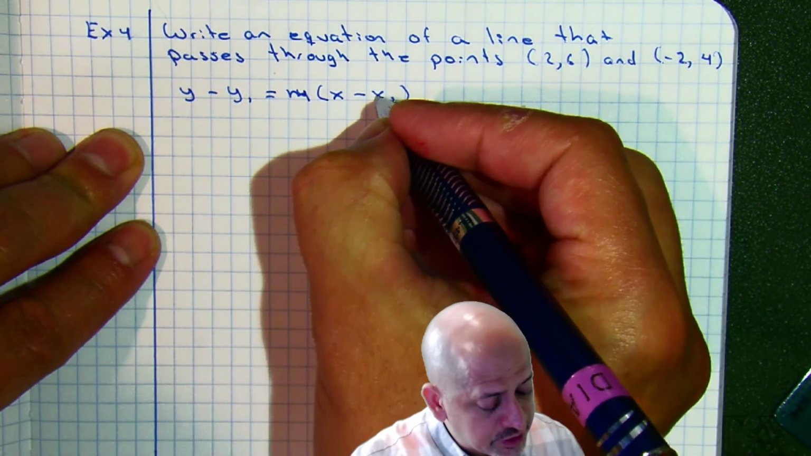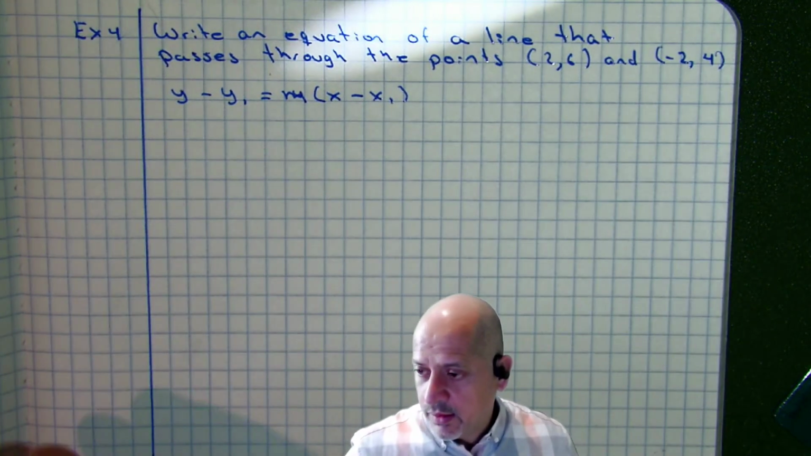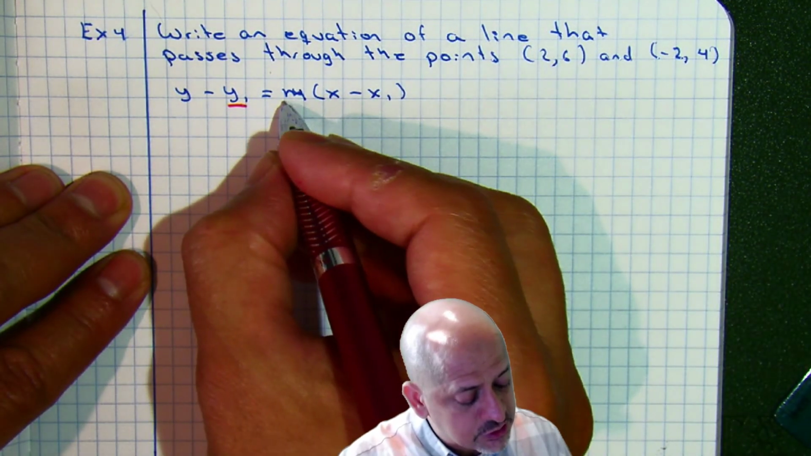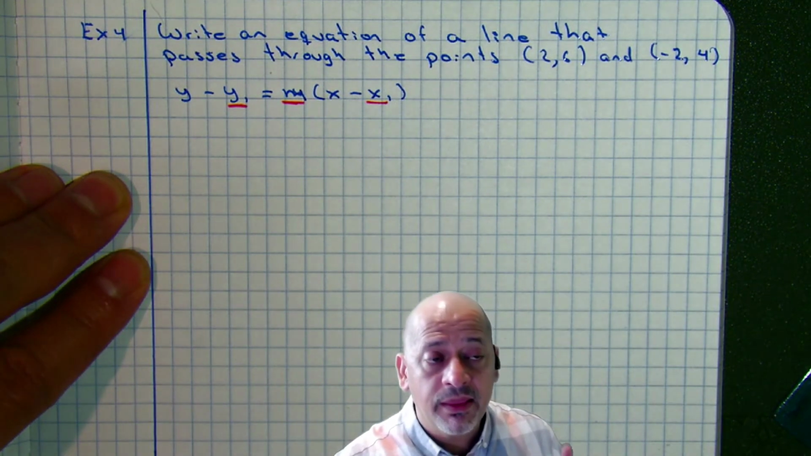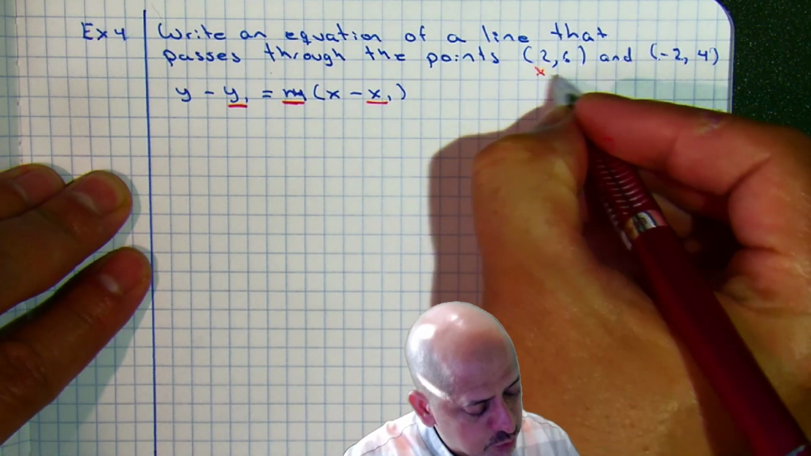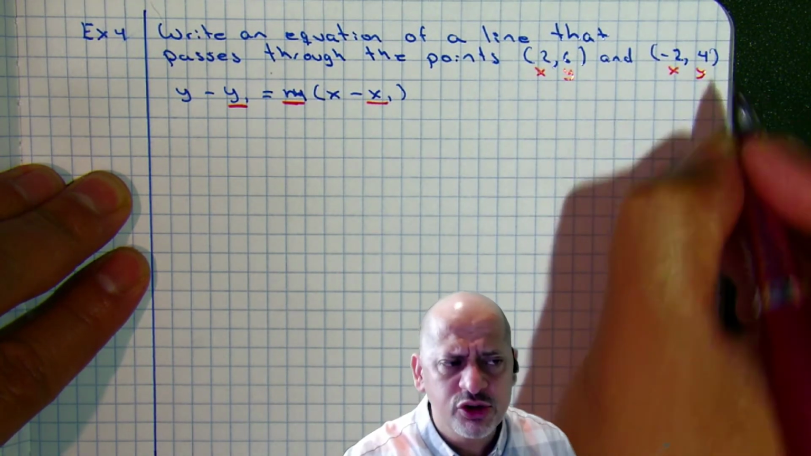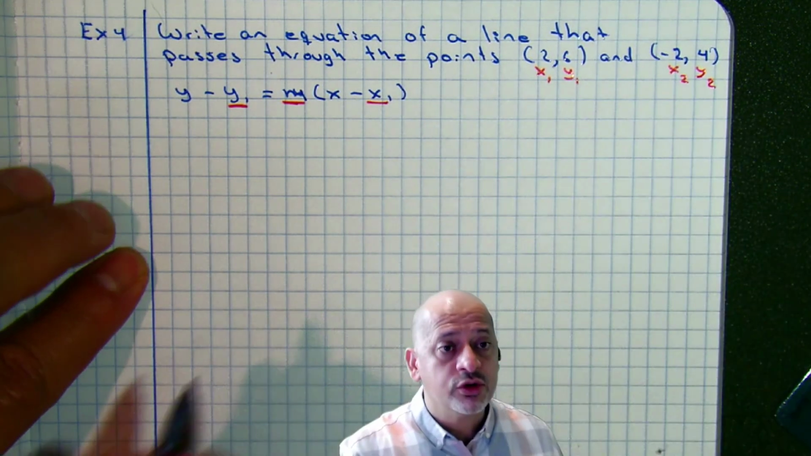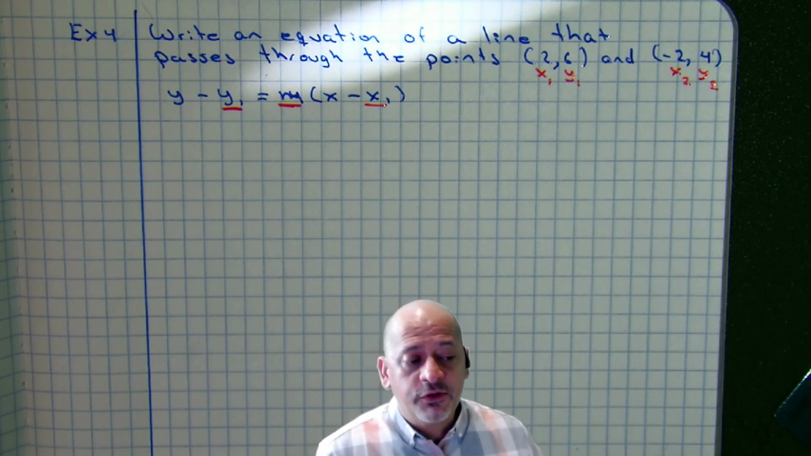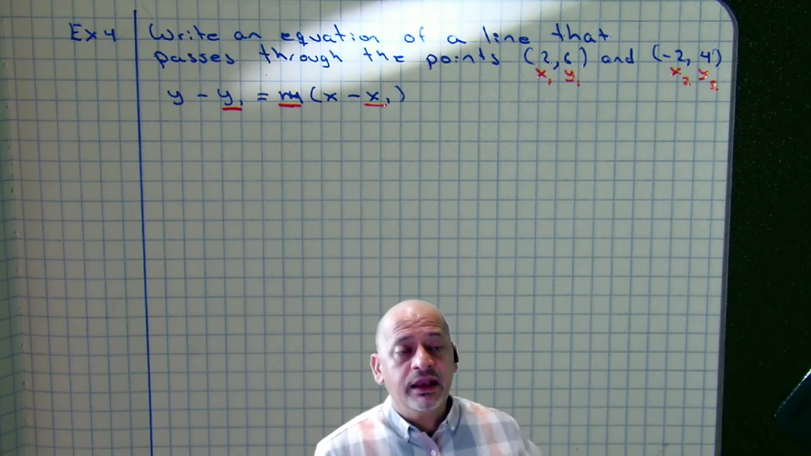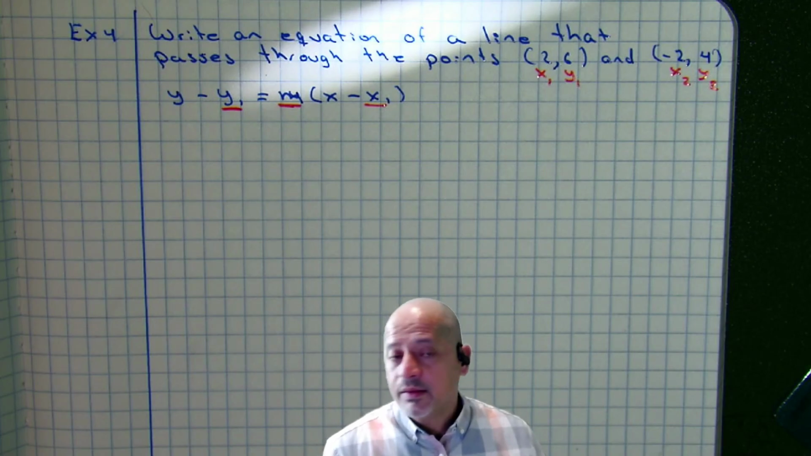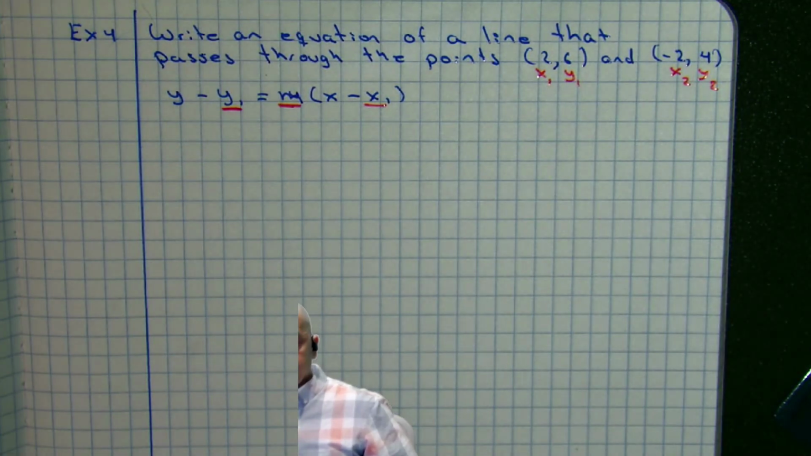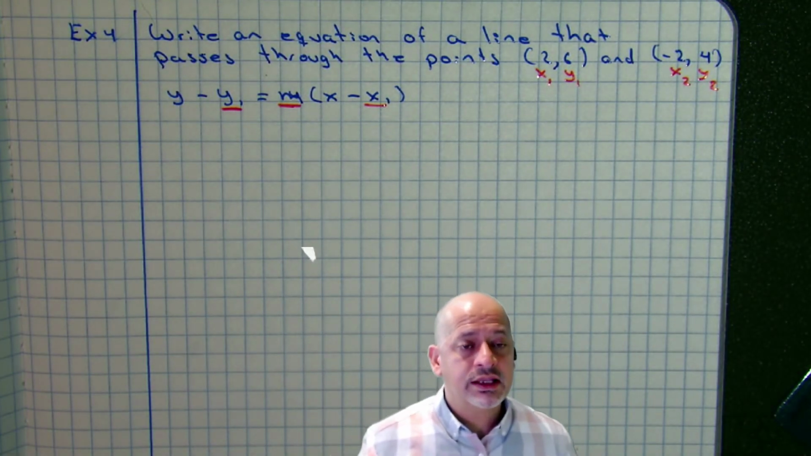So there are several things I need to plug in. First, I need to plug in my y1, my slope, and my x1. But the information that they give us is (x, y), (x, y). There's no slope. This is my first point, and this is my second point. So therefore, I will need to find the slope first. Then I can find the equation. So let's do that first.